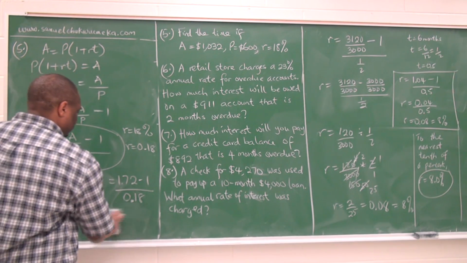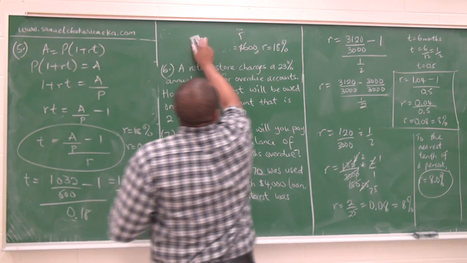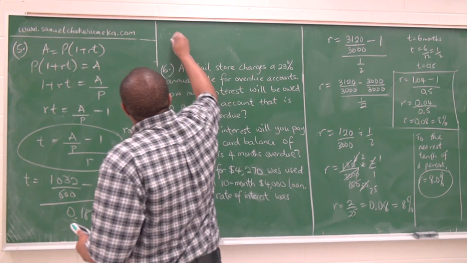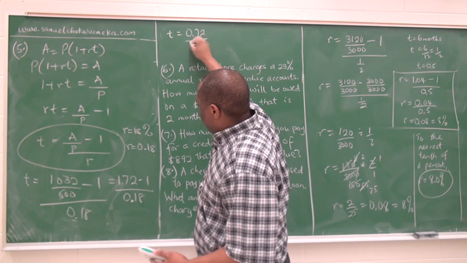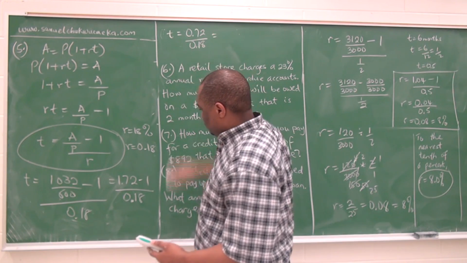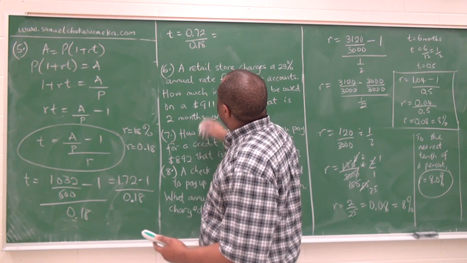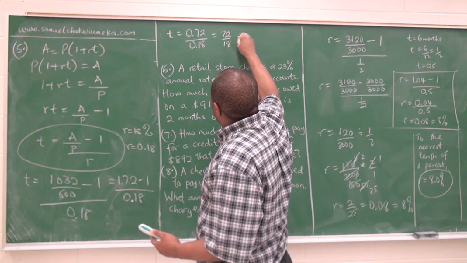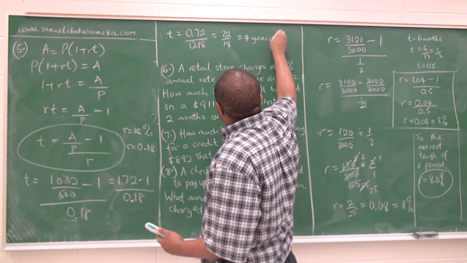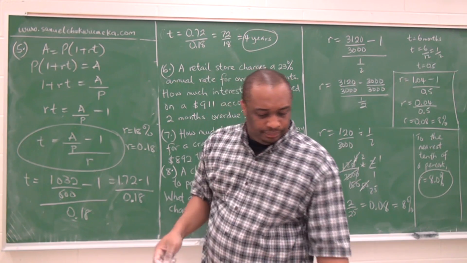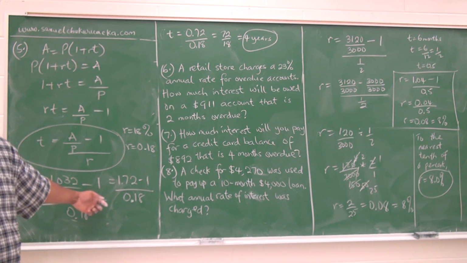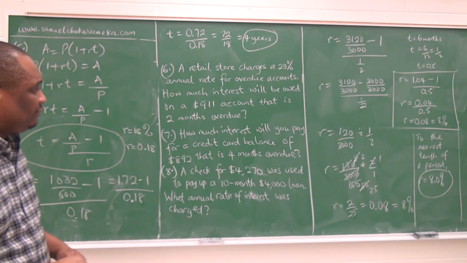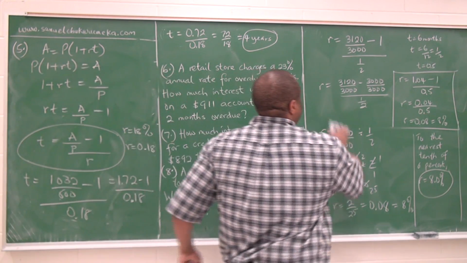Okay, let me just write this here. So we have the time is 0.72 divided by 0.18, right? And that is 72 divided by 18, right? Which is 4 years. Yeah, 4 years. But if you want, you can do it as a fraction as well. Okay, let's finish up. Number 6.